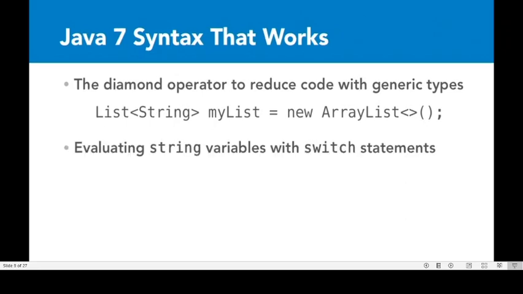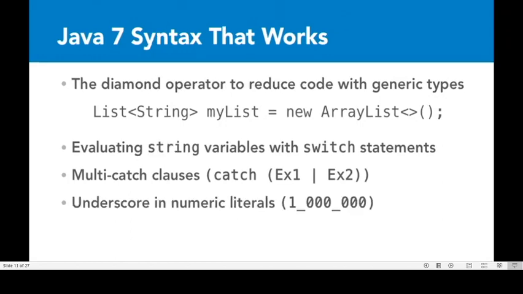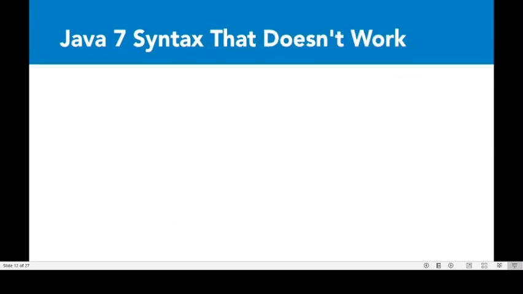Android also supports evaluating string-based values with a switch statement, declaring a catch clause that handles more than one exception. Now guys, you must also be thinking about what is an exception. An exception is an event that occurs during the execution of a program that disrupts the normal flow of a program. And using the underscore character to improve readability of a long numeric literal. The exceptions are of two types, that are checked and unchecked exceptions.